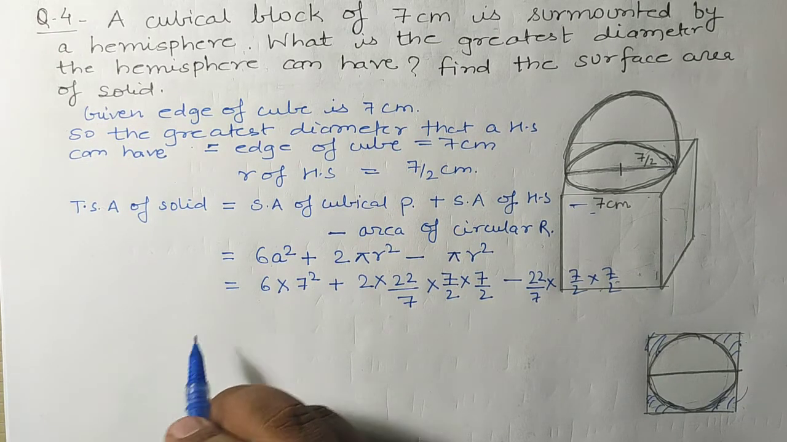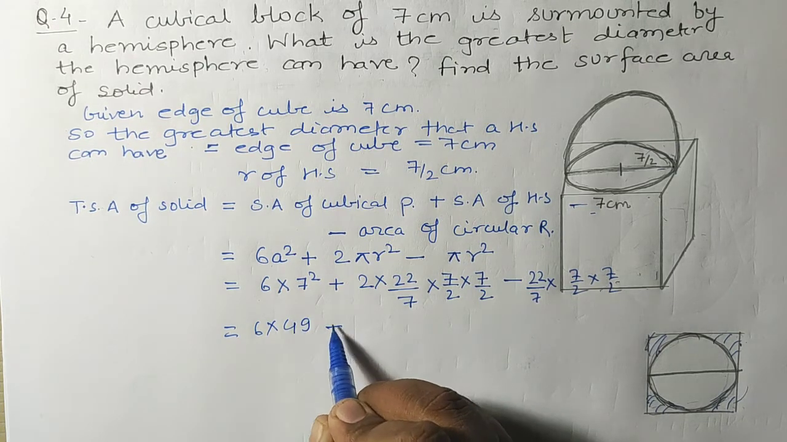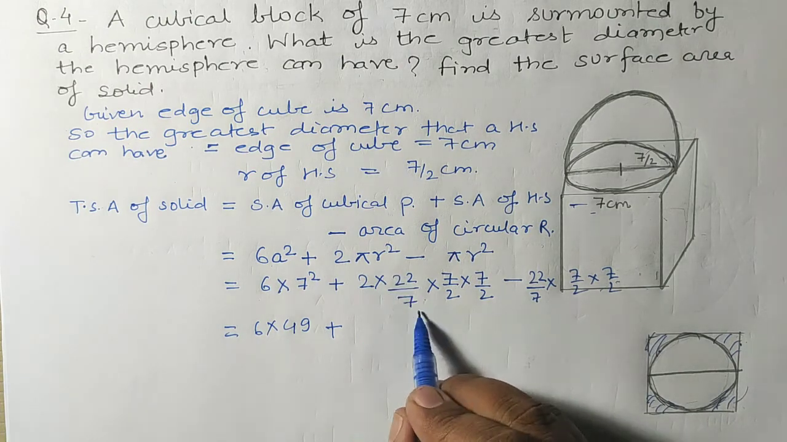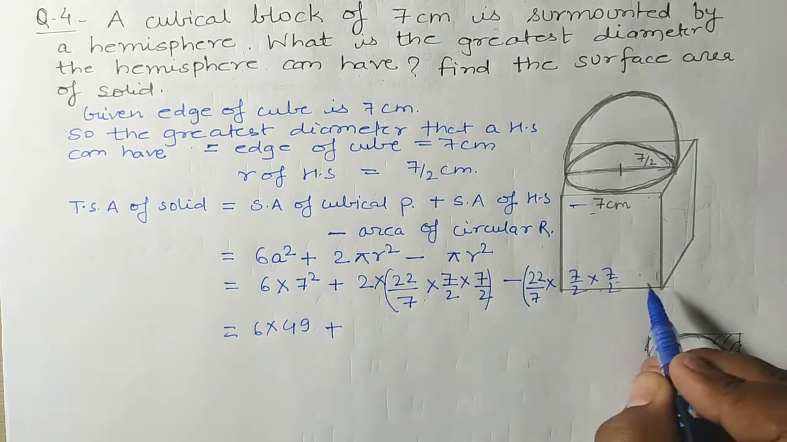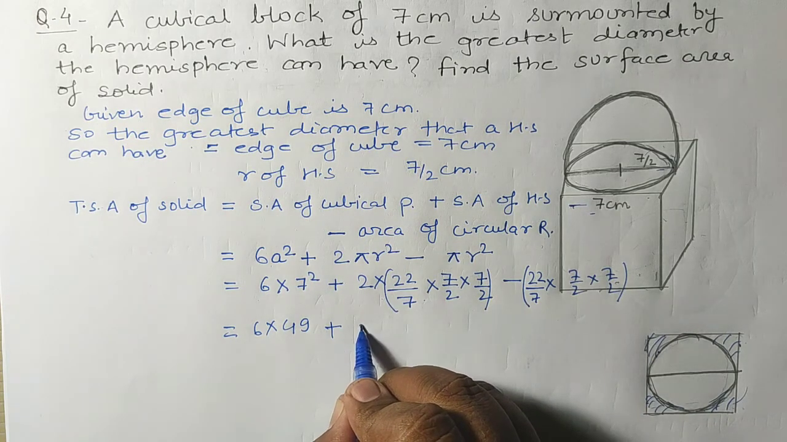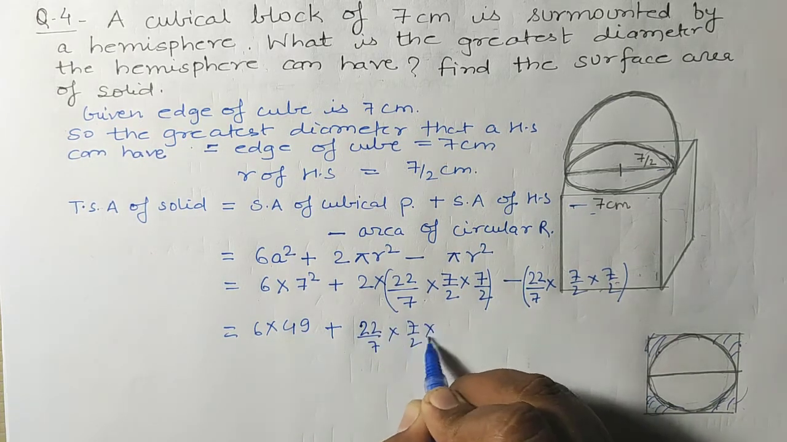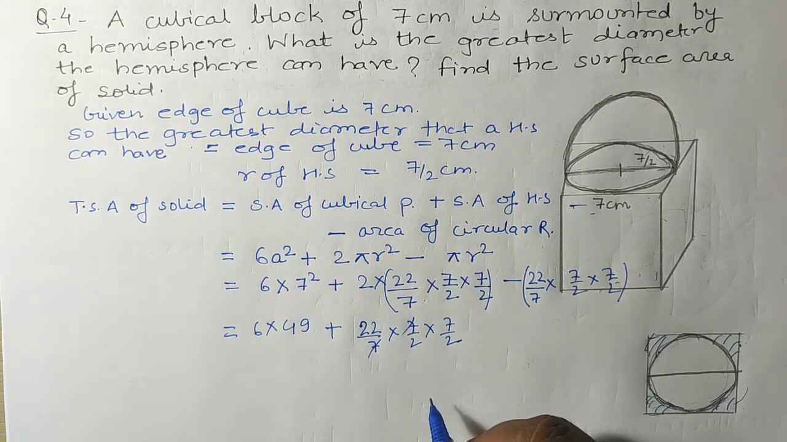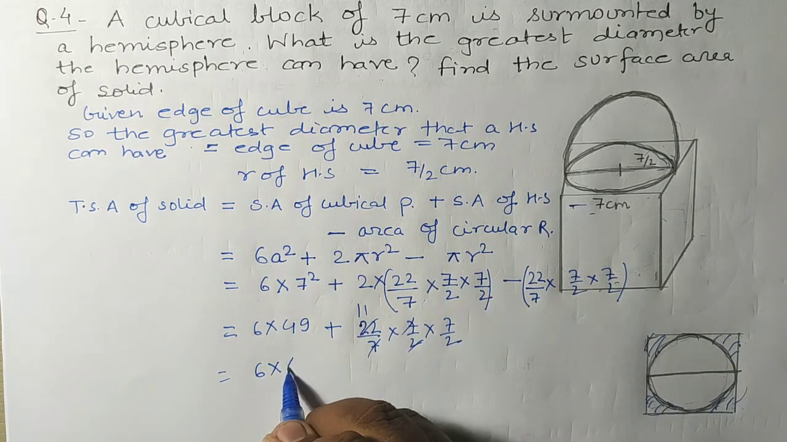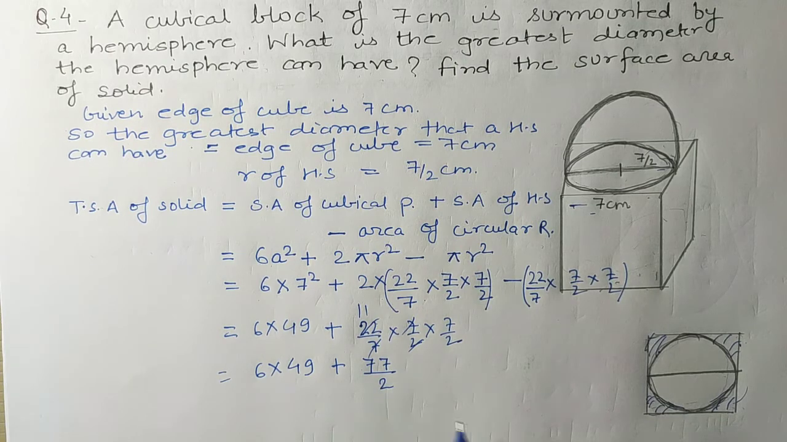Okay, now see students, it will be 6 into 49 plus 2 pi r square minus pi r square. What is left? Means 2 times this minus 1 times this. So it will be 1 time 22 by 7 and 7 by 2 into 7 by 2. So this 7 and 7 will be cancelled out. 2 in 11 times, so it will be 6 into 49 plus 11 sevens are 77 by 2.